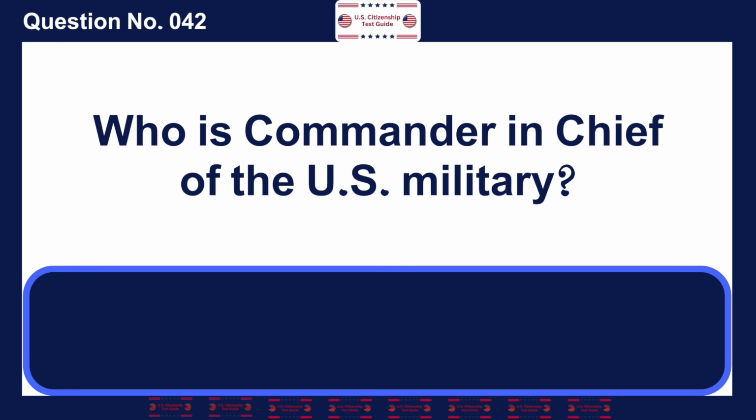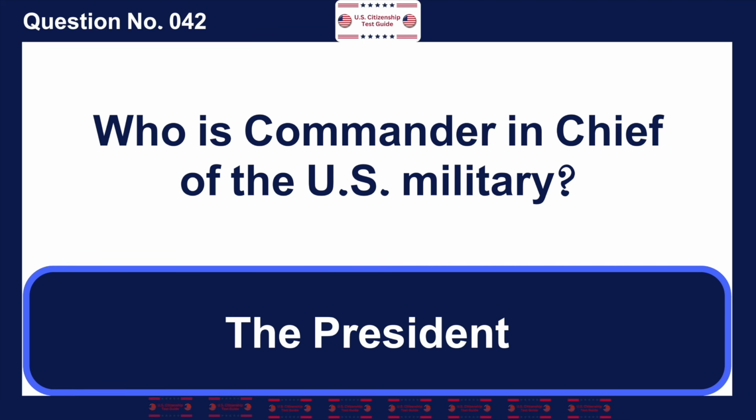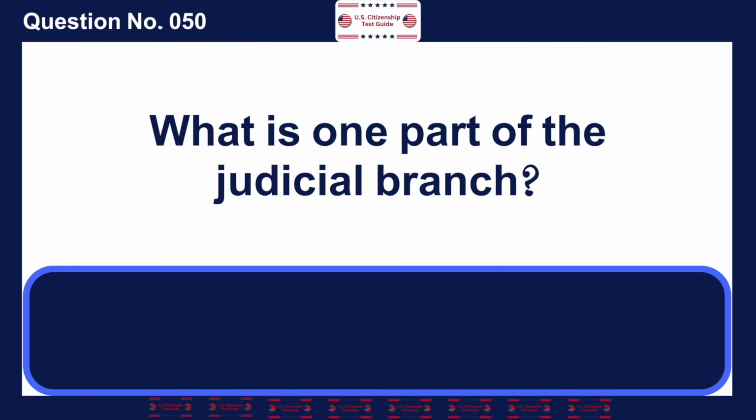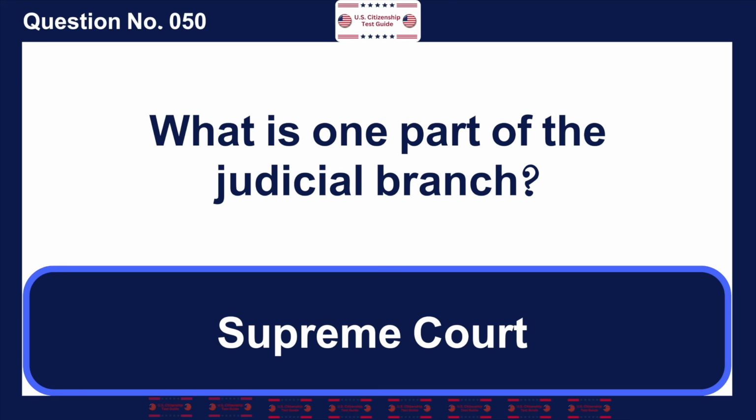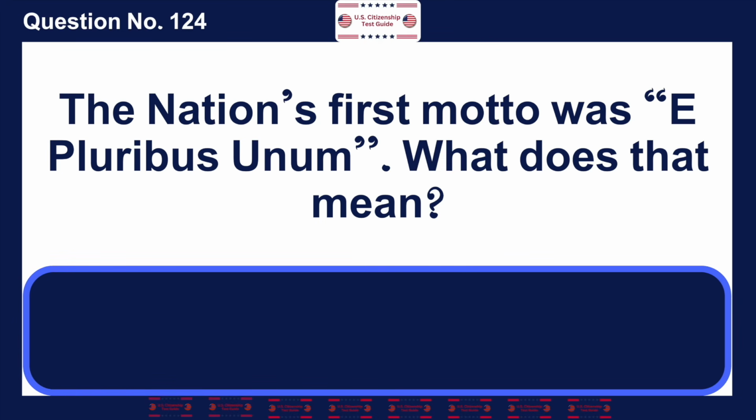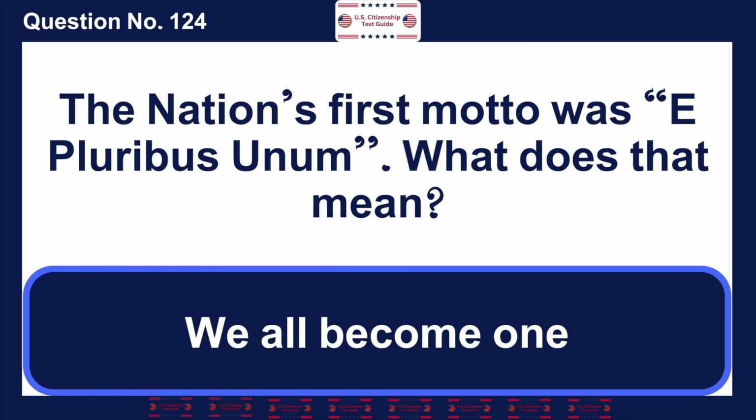Who is Commander-in-Chief of the U.S. military? The President. What is one part of the judicial branch? Supreme Court. The nation's first motto was E pluribus unum. What does that mean? We all become one.